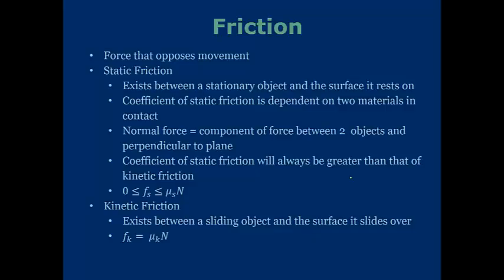Kinetic friction exists between a sliding object and the surface it slides over. Note that for both of these equations, you have a mu constant, which is the coefficient of friction, and N, which is the normal force. If I were to draw a block in motion, if it's moving this way with some force, the force of friction would be in the opposite direction.